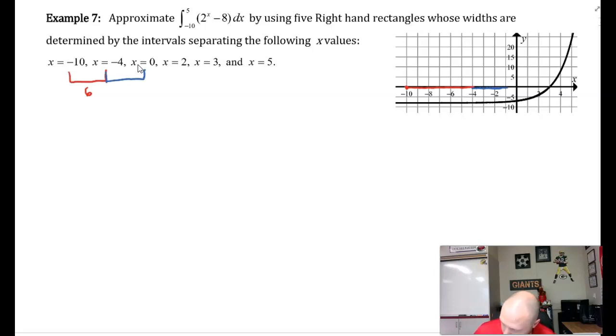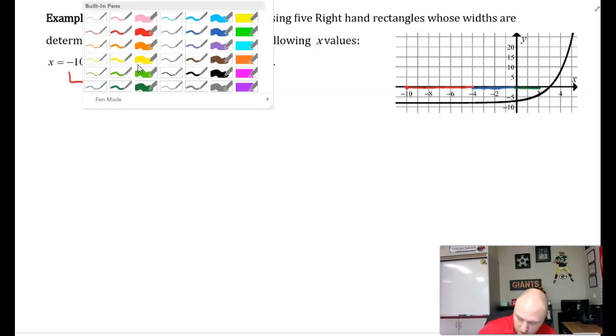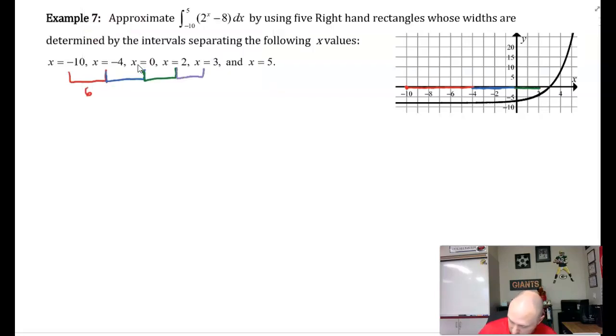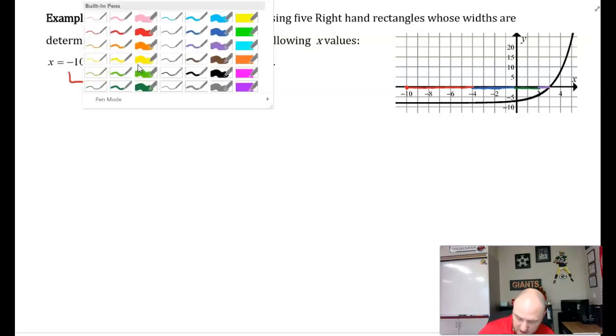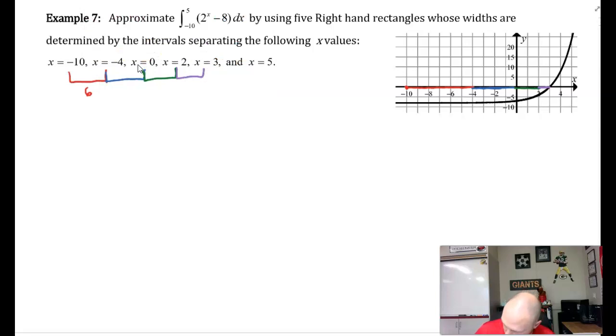So -4 to 0. The next one goes from 0 to 2. The third one goes from 2 to 3. It's just a 1. And then lastly from 3 to 5, all the way here. So there's the widths. Now, obviously I can add in the widths here. So we have 4 and then 2.